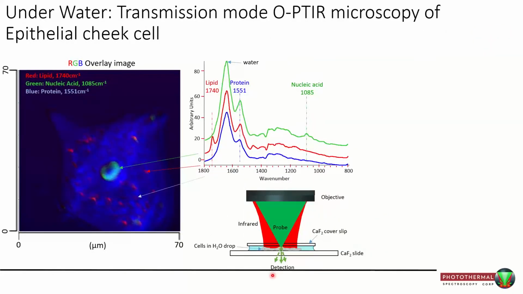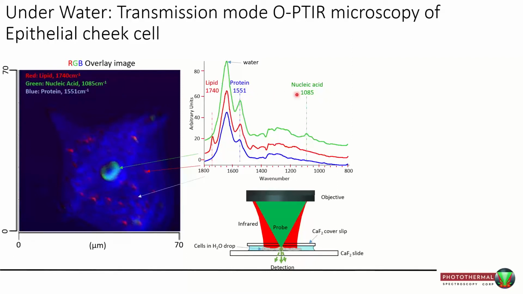One of my first measurements, in fact, when I joined the company, was of my own cheek cells in water, just sandwiched between two calcium fluoride cover slips. Because I was relatively new, I didn't actually collect a visible image, kicking myself for that now. But just clicking around, imagine this was a visible image. I clicked around and took some spectra. I saw some had lipids, some had clear nucleic acid features, and of course protein was everywhere.